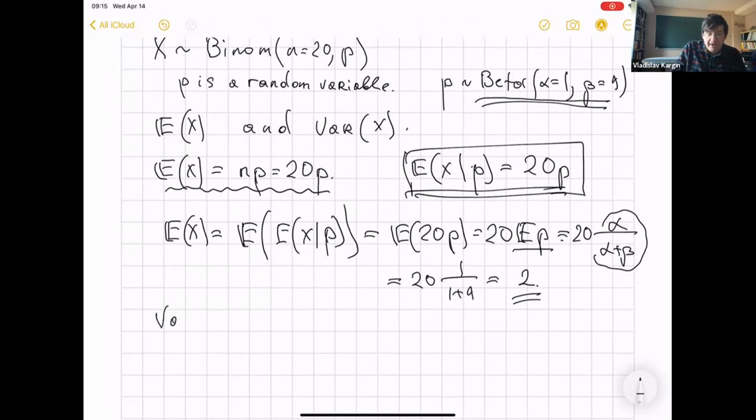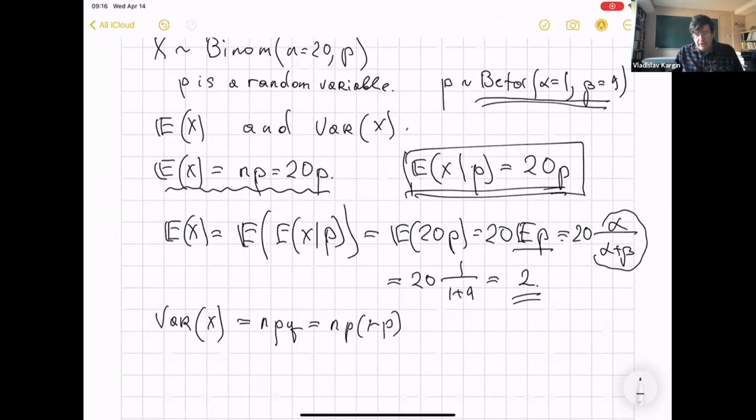So what about the variance? Variance of X. In this case, if you think about it, this is not a quite obvious problem, how to calculate the variance. You know that this is equal to npq, so it should be equal to np(1 minus p).